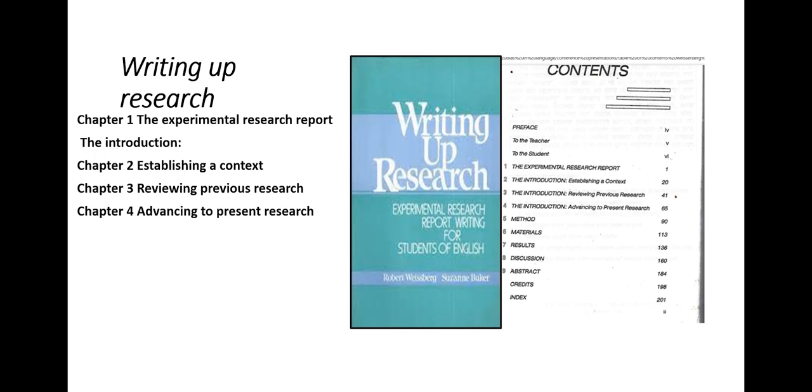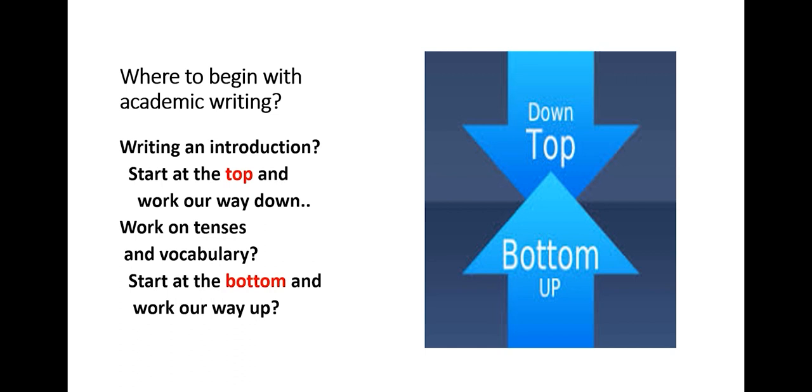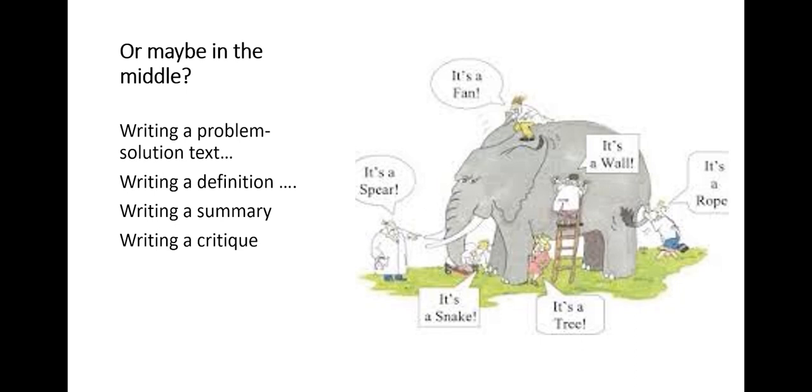So where do we begin with academic writing? We start with writing an introduction. We start at the top and work our way down, or we work on tenses and vocabulary and start at the bottom and work our way up. Or there's a third option, which I feel is what the Swales and Feak book does.